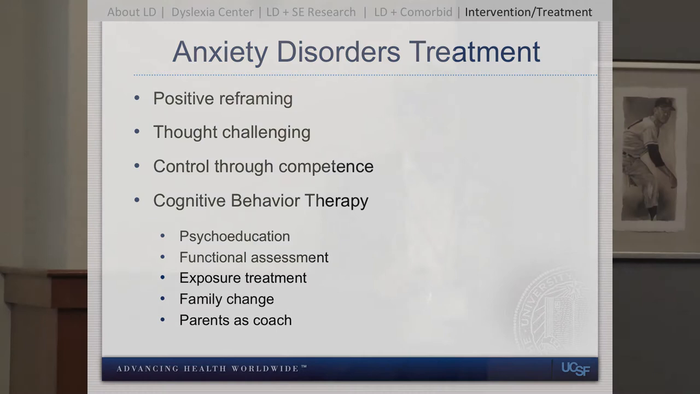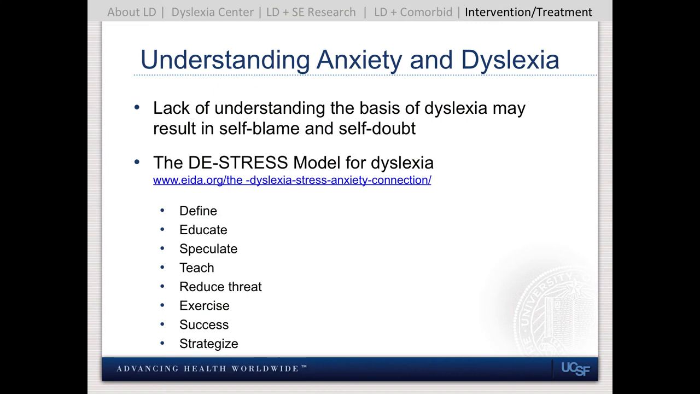So then people can prepare for one of those stressful situations, a birthday party, something that's happening at school or a situation. Okay, what do you think's gonna happen? Well, you know, it's that everybody's gonna laugh at me. Well, what if we thought about it another way, doing those kinds of exercises in the CBT? There's a de-stress model that talks about this lack of understanding results in self-blame and self-doubt. This website lists these, and all of my slides, I think, are available online.